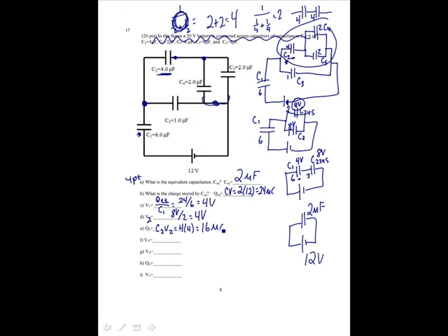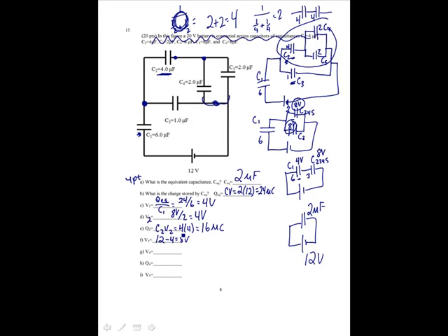Alright, V3 is the potential across this capacitor, C3, but we've already said here that it's 8 volts. We find it out because we say 12 minus 4 is equal to 8 volts.